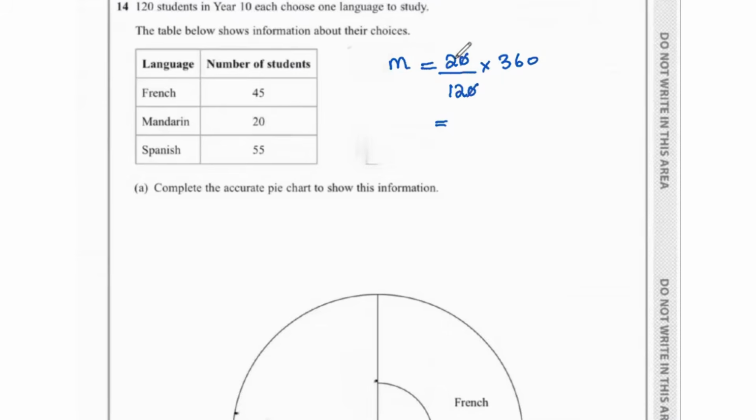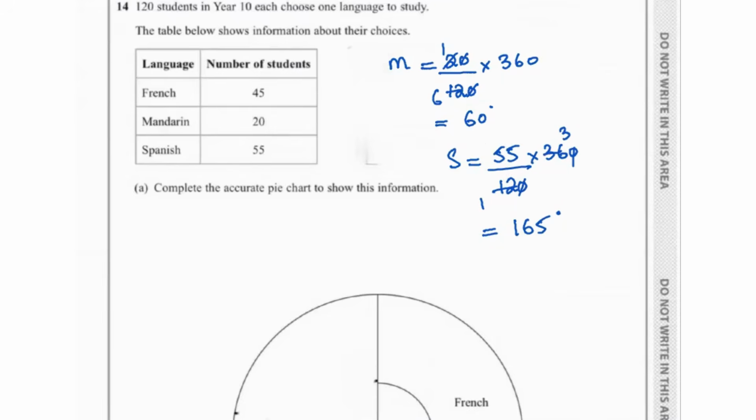So zeros get cancelled out, 2 ones are 2, that's 6. 360 divided by 6 is 60 degrees. And then for Spanish, it's going to be 55 over 120 times 360. Zeros get cancelled out. 36 divided by 12 is 3. So 55 times 3 is 165. So these are the angles for Mandarin and Spanish.